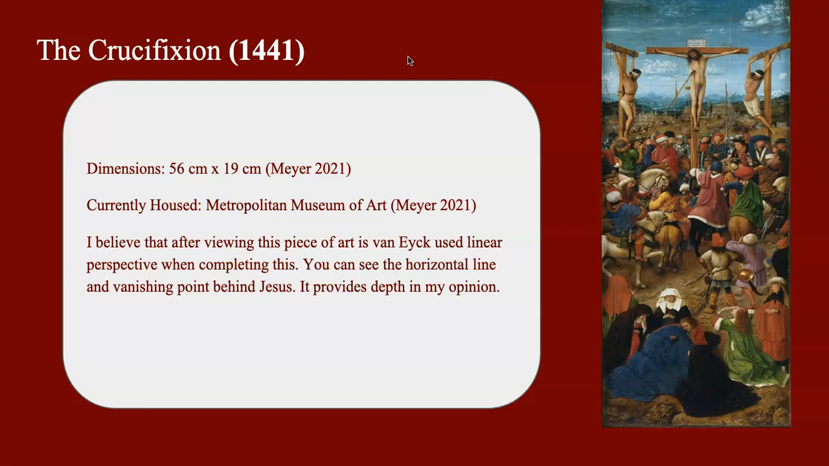I believe that Van Eyck used linear perspective when completing this. If you can tell, the horizon line and vanishing point are right behind Jesus in the center. So it gives the background look with the sky, but also with Jerusalem behind them and all the people in front. So I definitely think that provides a lot of depth and skill by Van Eyck.